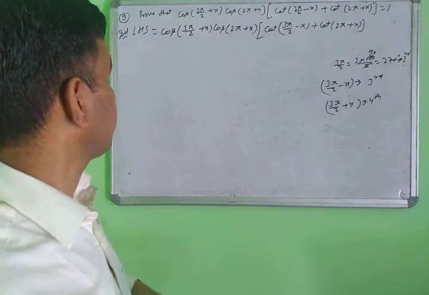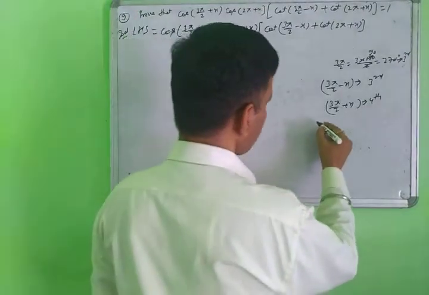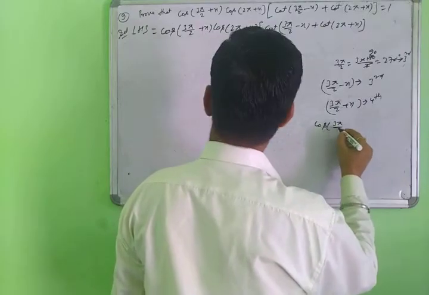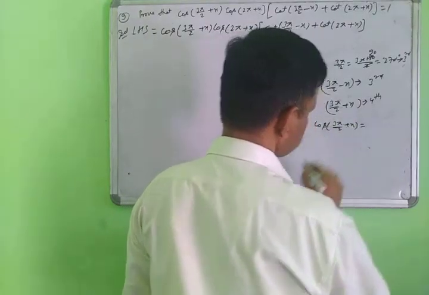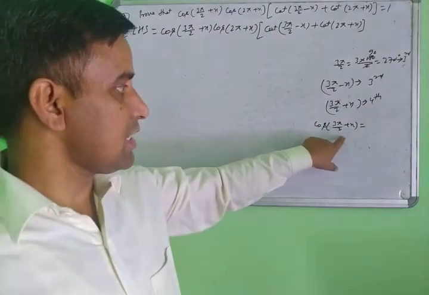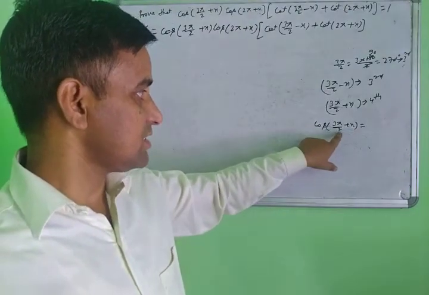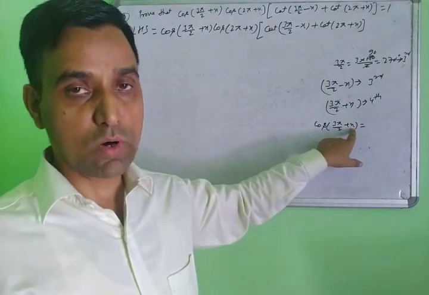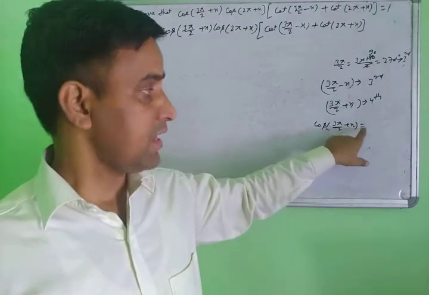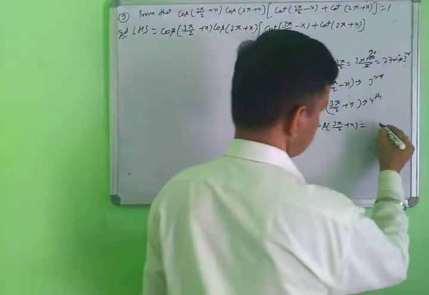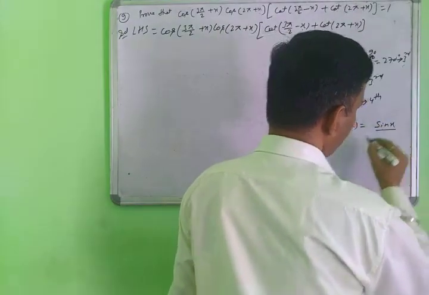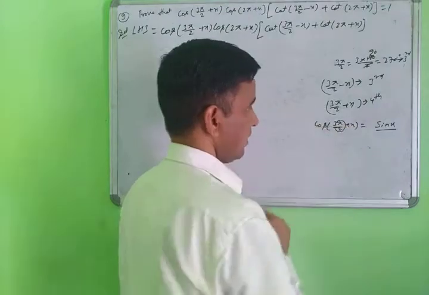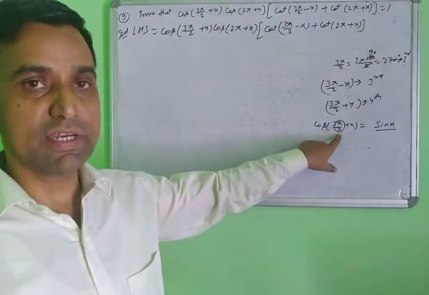Same thing here. Suppose you are using cos(3π/2 + x). This is the third quadrant, and adding something moves into the fourth quadrant, where cos is positive. So here we get sin x. And why sin x? Because we are using the form of 90.